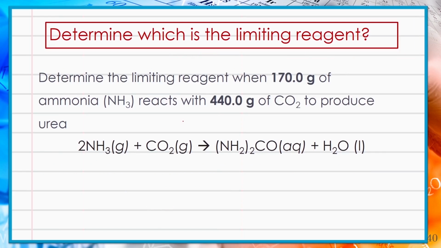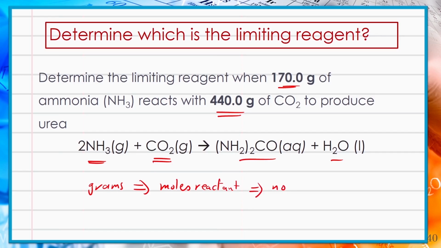For example, suppose we have 170 grams of ammonia that is treated with 440 grams of carbon dioxide to produce urea and water. To identify which reagent, ammonia or carbon dioxide, is the limiting reagent, we convert the grams of both reactants into moles. Then we calculate the number of moles of urea that is produced from each one of them. Finally, we determine the limiting reagent based on the fewer moles of product produced.